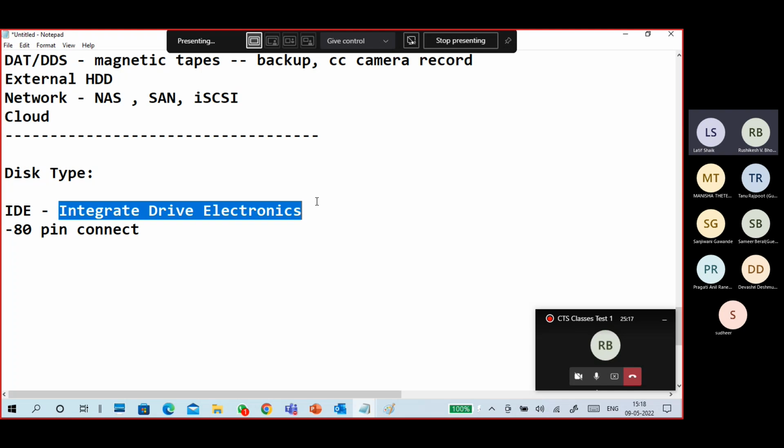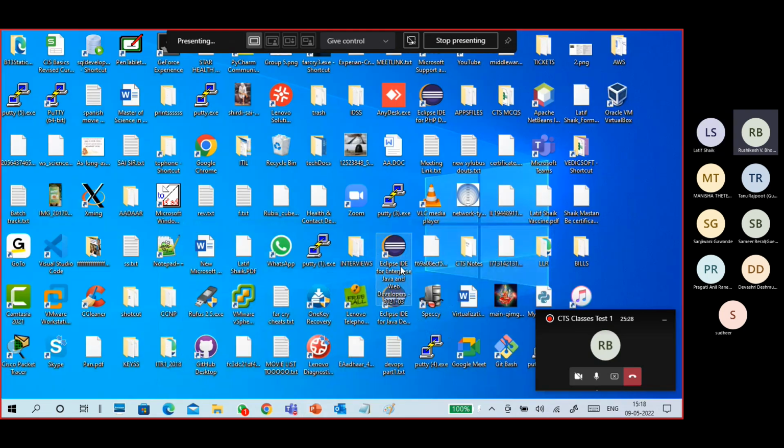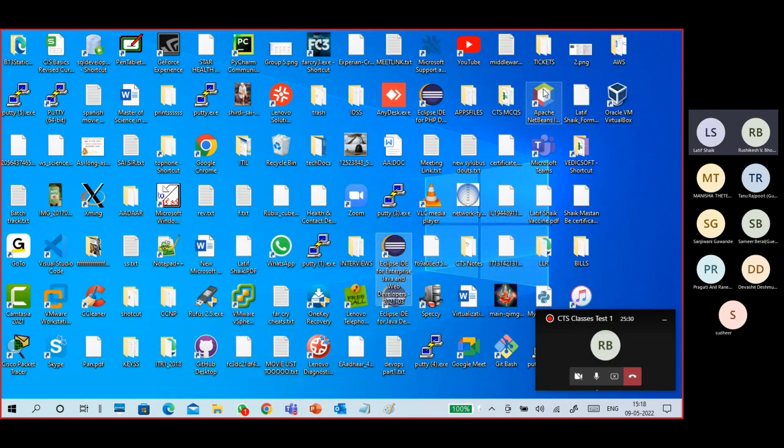That is also correct. Development environment is also correct. Why? Because, for example, Eclipse, Apache NetBeans, Visual Studio Code, PyCharm. These are all IDEs. These are all integrated development environments.